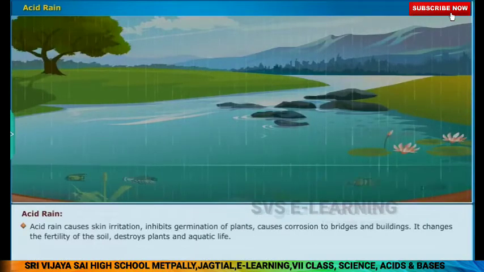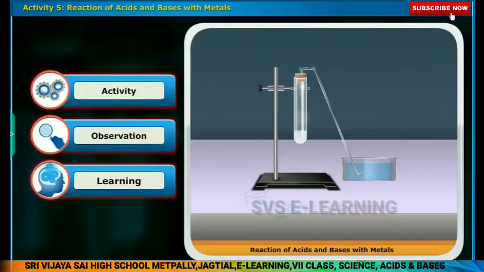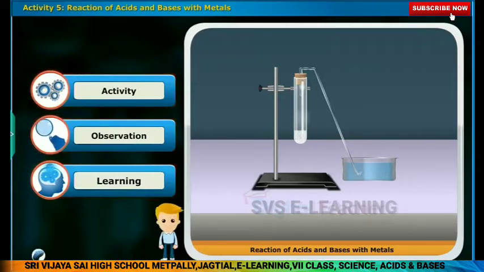Acid rain causes skin irritation, inhibits germination of plants, and causes corrosion to bridges and buildings. It changes the fertility of the soil, and destroys plants and aquatic life. Acid rains are also witnessed in Andhra Pradesh state in Visakhapatnam district. Here, let us perform an activity to know about the reaction of acids and bases with metals. Click each tab to know more.